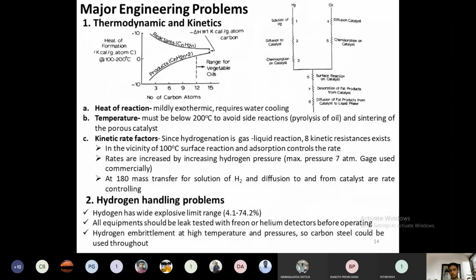In this process, we can encounter two major types of engineering problems. The first is the thermodynamic and kinetic problem. Thermodynamically, as you can see from this reaction and graph, delta H is negative, so this is a slightly exothermic reaction, though very small. Delta H is about 1 kilocalorie per gram atom, so it is categorized as a slightly exothermic reaction.